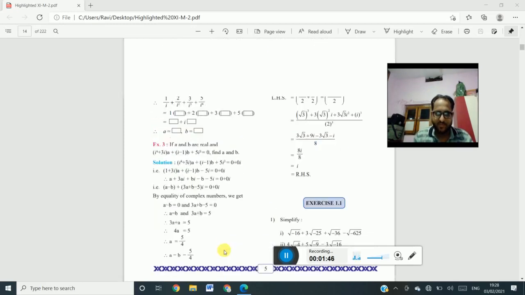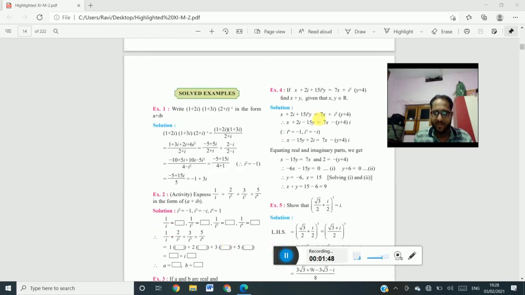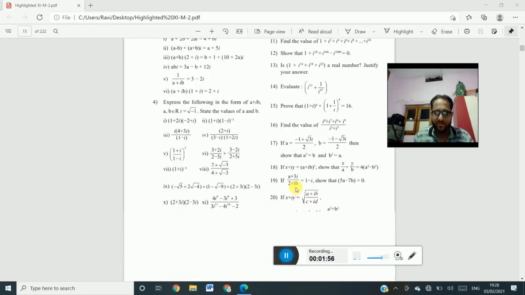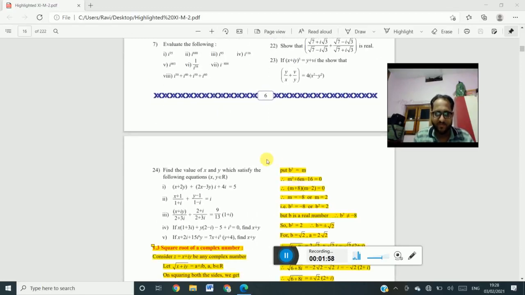In this way we solve this example. Similarly, try to solve example number 4 and 5 also. Very easy examples are there. Okay, so in this way we complete the first exercise.